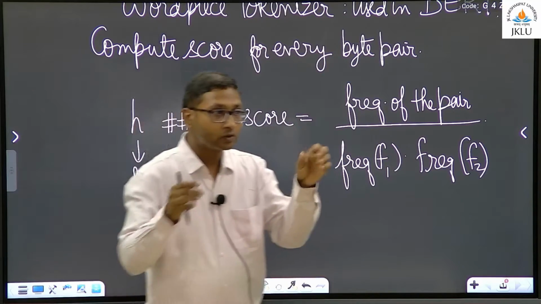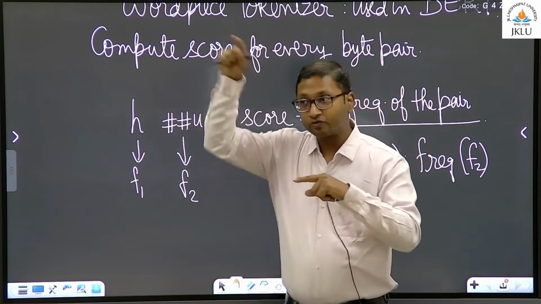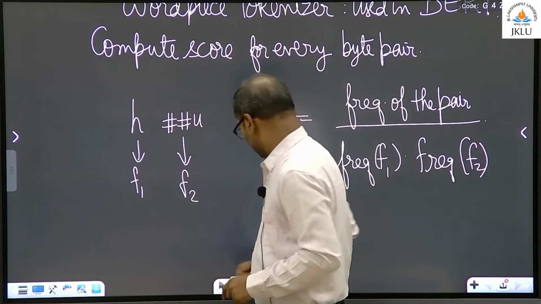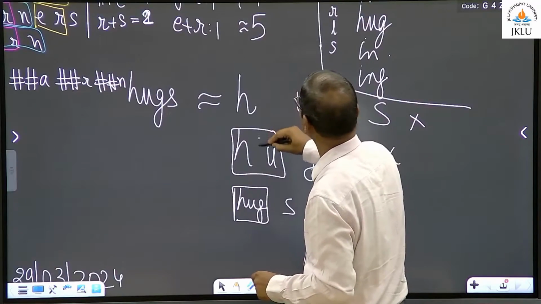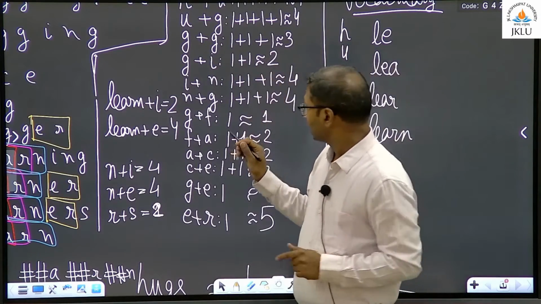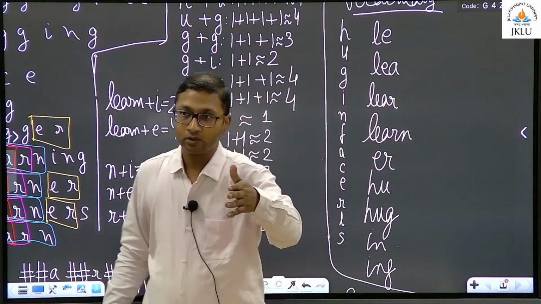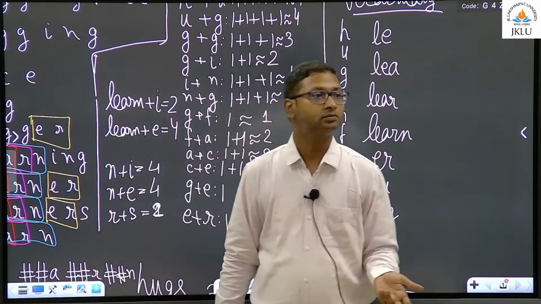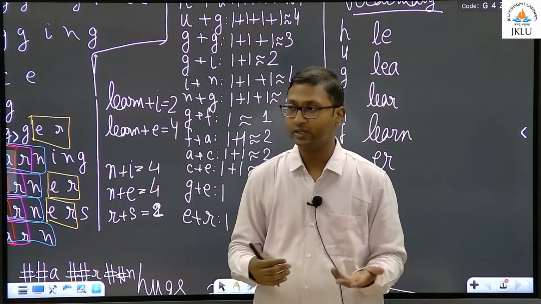So if usually 2 bytes, 2 tokens occur together, what should I rather do? Make a token of them, because they usually occur together. So all these things, you rewrite them using our hash notation now, and compute the scores for everyone. Whichever gives you the highest score, merge that, and keep on doing this until you reach the vocabulary size. So if you have kept 30,000, then 30,000.